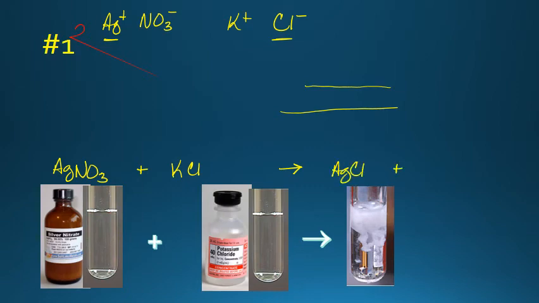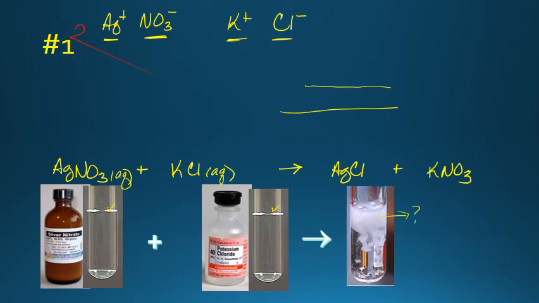Plus, well, here's the cation, so it's got to hook up with the anion. Potassium nitrate. Well, I know that this is aqueous, as you can clearly see. It's totally dissolved. This one's aqueous. It too is totally dissolved. But what is this precipitate?